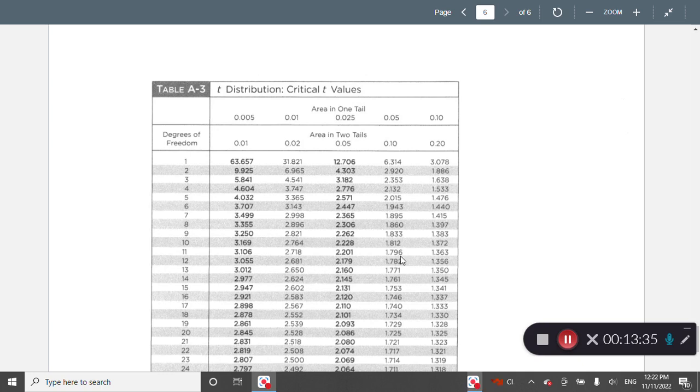1.796. Again, all of these critical values on the table are positive, so if you're using a right tail test, this is exactly what you use, but if you're using a left tail test, you're going to have to use the negative critical value. So just place a negative sign in front of whatever you look up here.